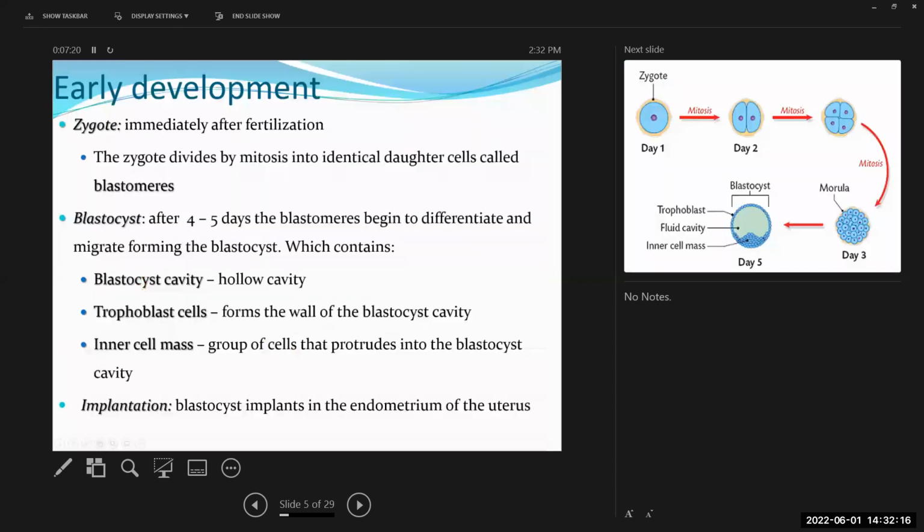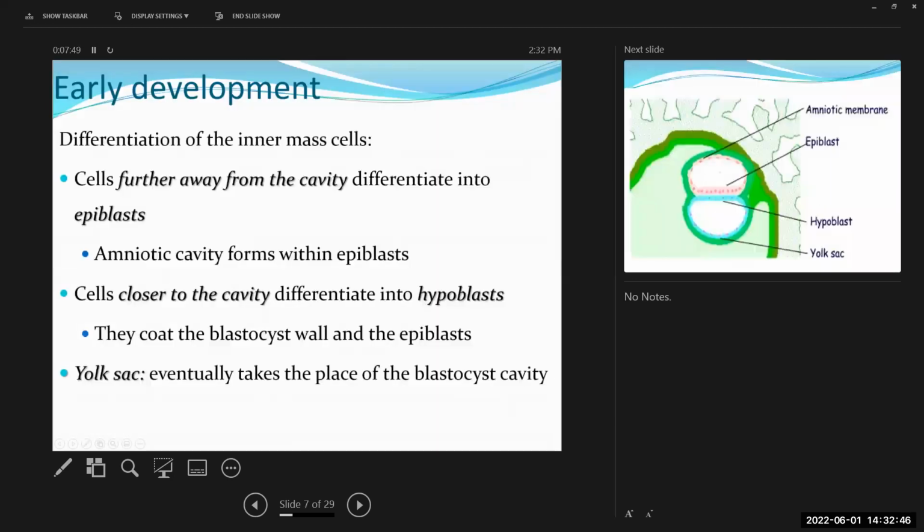So in terms of the early development, we mentioned union of the male and female gametes, male being sperm, female ovum, leads to the development of a zygote. And the zygote divides by mitosis into identical cells called blastomeres. And they keep dividing until you have a blastocyst cavity, trophoblast, inner cell mass, and then you have implantation into the endometrium or the inner lining of the uterus. Let's have a look at that diagrammatically.